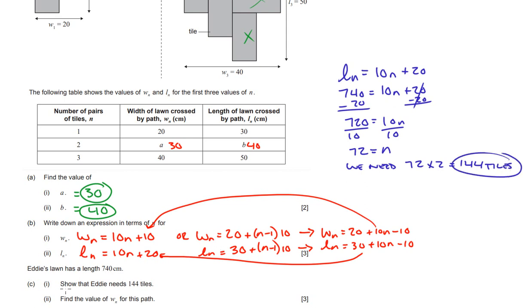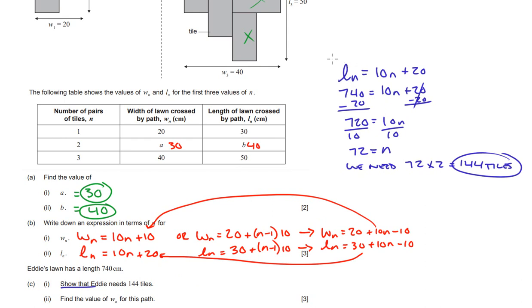It says show that Eddie needs 144 tiles. So starting with this, we went through and did the math and figured out, yes, indeed, we do need 144 tiles. That's what show that means. You have to start with your formula, plug in the info that you have, and show that you end up getting 144.